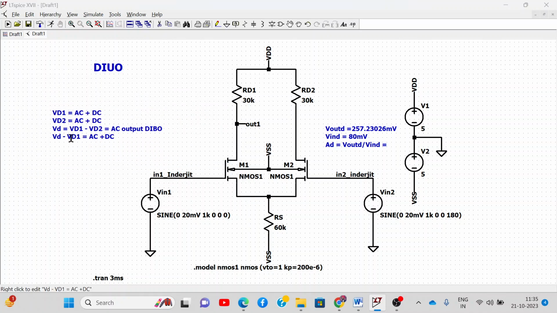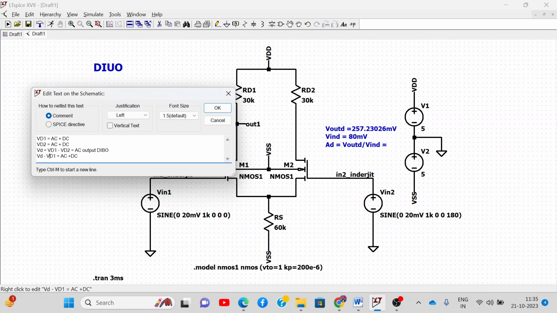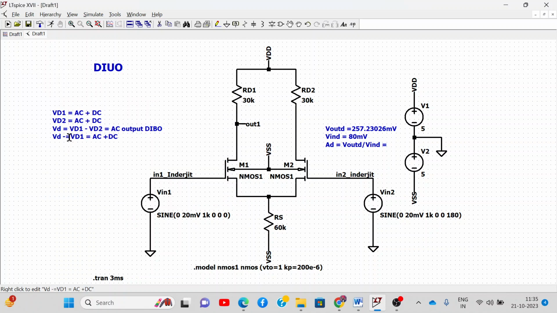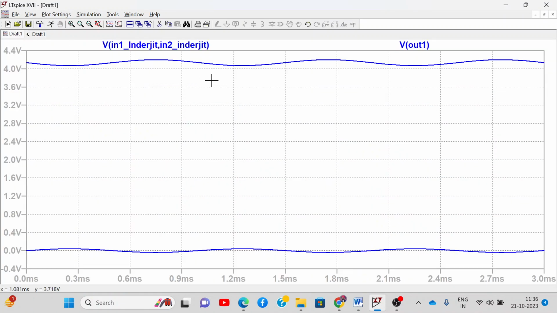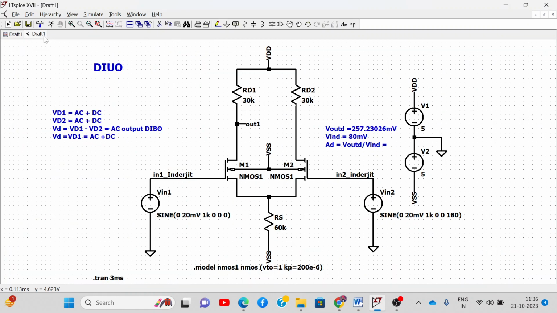Yes. So here if I do DIUO, I'll get AC and DC output. Okay, here I have to remove the DC shift. Yeah. So this is the DC shift. So I have to remove the DC shift. So how do I do that?